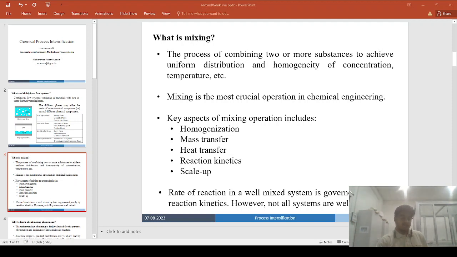The rate of reaction in a well mixed system is governed purely by the reaction kinetics. However, not all systems are well mixed. So the overall rate of reaction may be mass transfer limited, reaction limited, or mixing physically limited. So your job here is to make the system well mixed, so that the overall reaction rate is limited only by the reaction kinetics, which then makes the process a natural process.